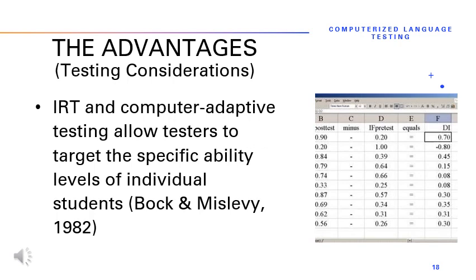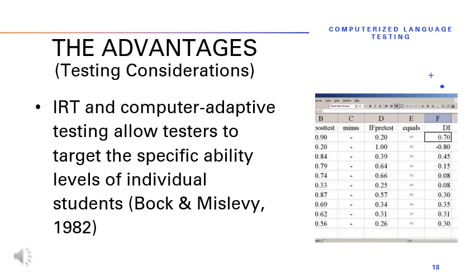Supporting the previously mentioned advantage of using computers in testing, IRT or item response theory and computer adaptive testing allows testers to target the specific ability levels of individual students. This means that it is easier for the teachers to adjust a test or an examination based on the level of the students.